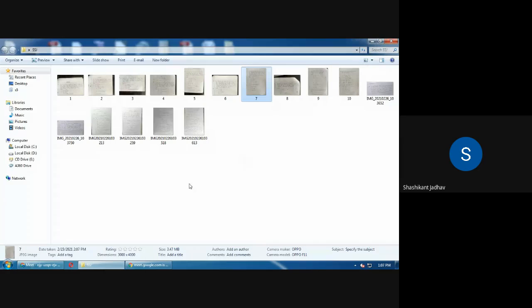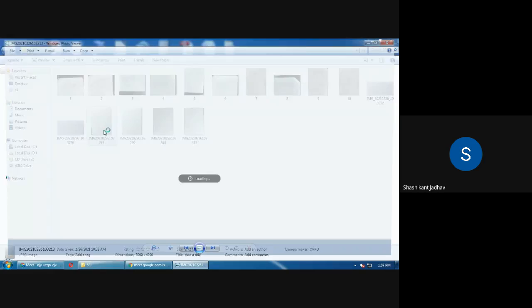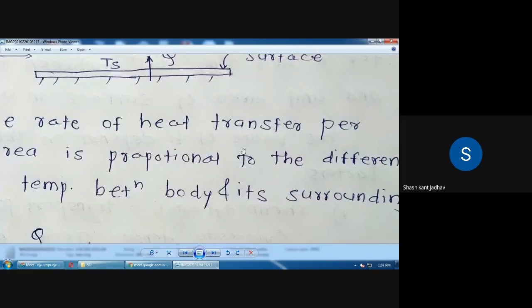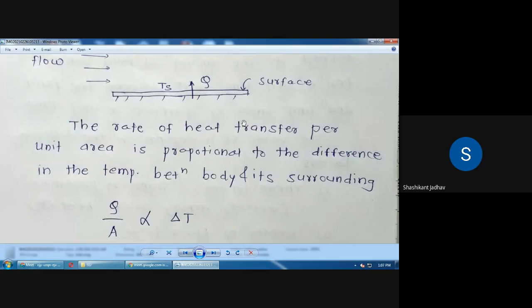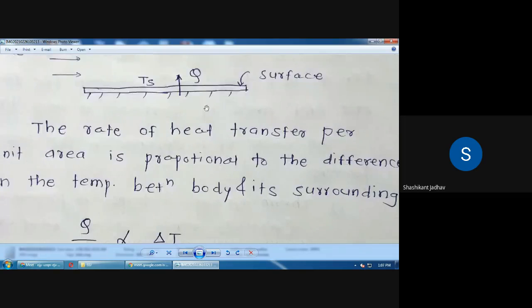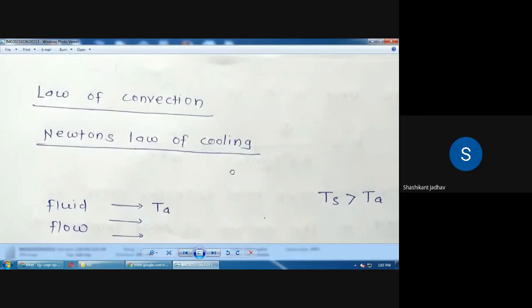Reply to me. Have all of you written this problem? Q is equal to 3000 watt. Okay. So this is the simple problem. Now write down the next concept, law of convection. Write down. Next point, law of convection.